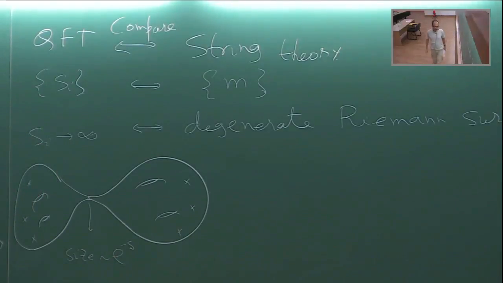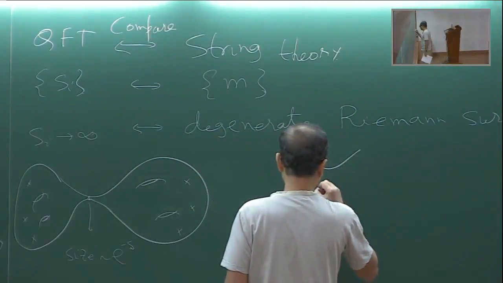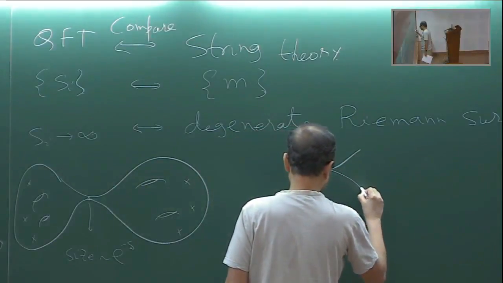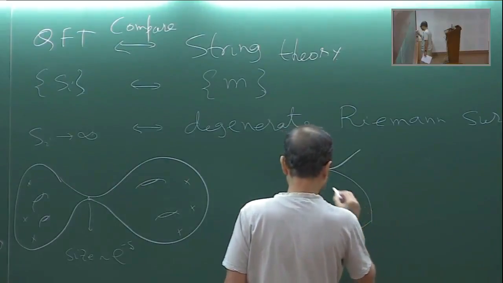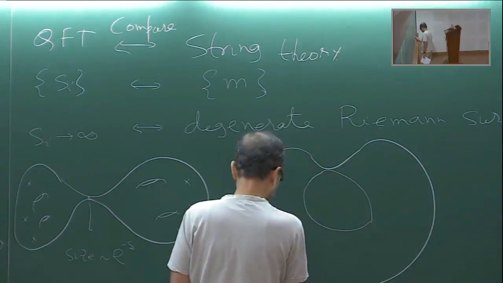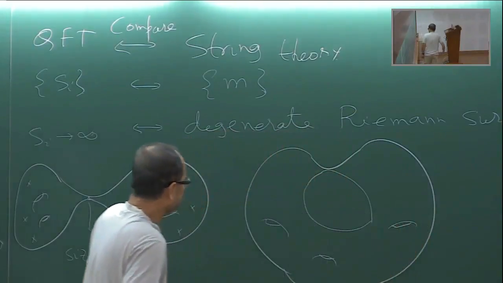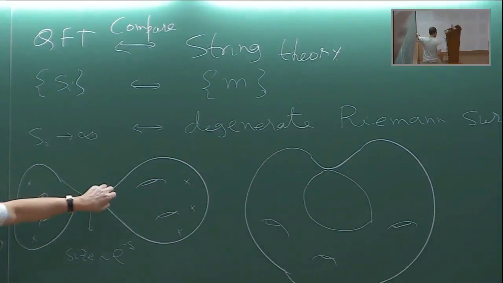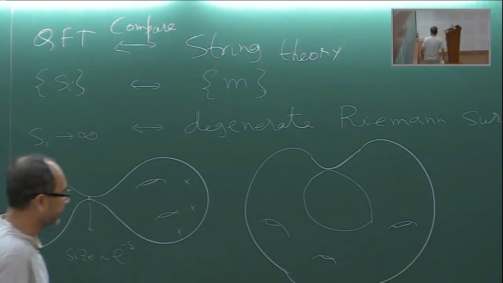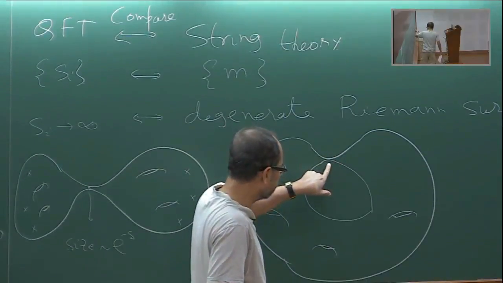There is another kind of degeneration, where the Riemann surface doesn't split up, but it still develops a narrow handle. So let me try to draw this here. This is what is called separating type degeneration. It just splits up into two parts. Here, this is non-separating type. You can nevertheless pinch this, and this is a singular limit.